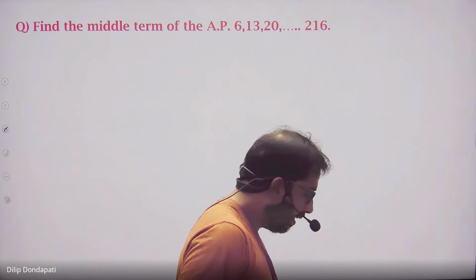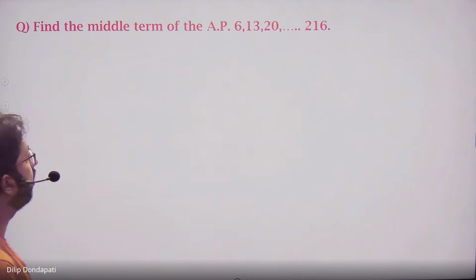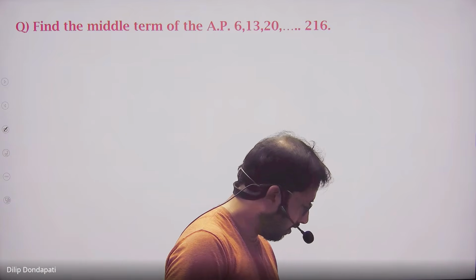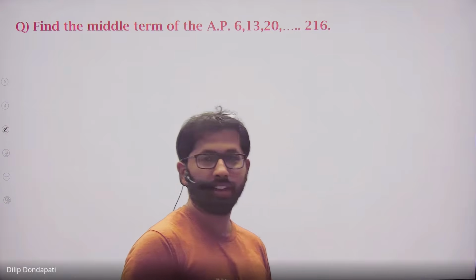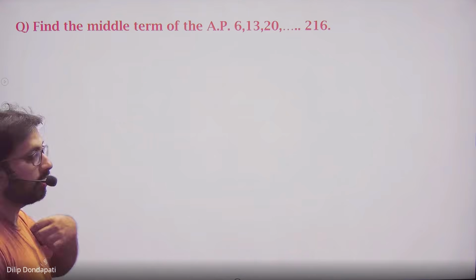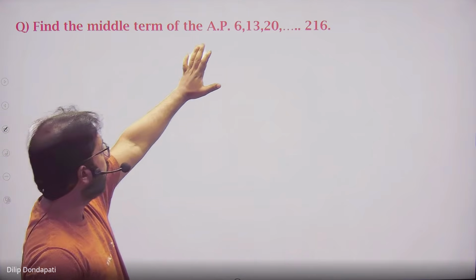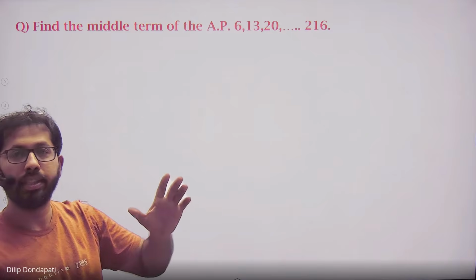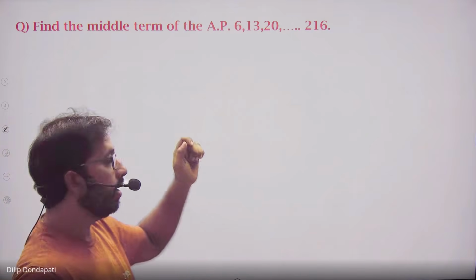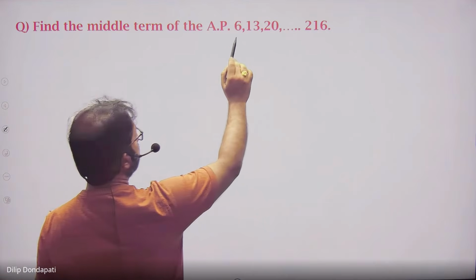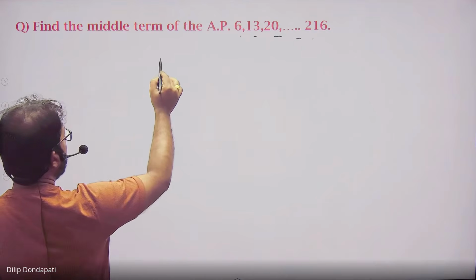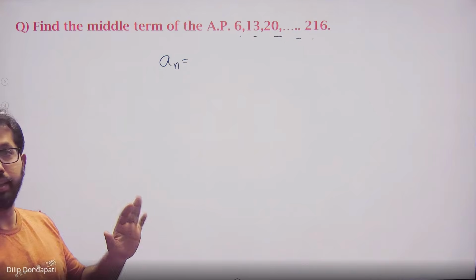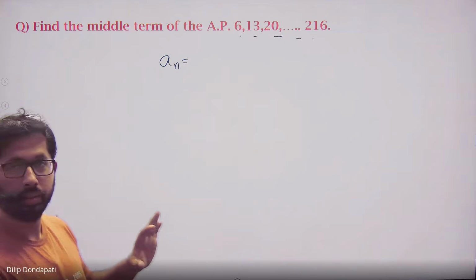Yes, find the middle term. How will the middle term come? First of all, to get the middle term, you have to find n. We can know whether n is even or odd, right? So in this series, tell me Janvi, what is an? An is the nth term, the last term: 216.